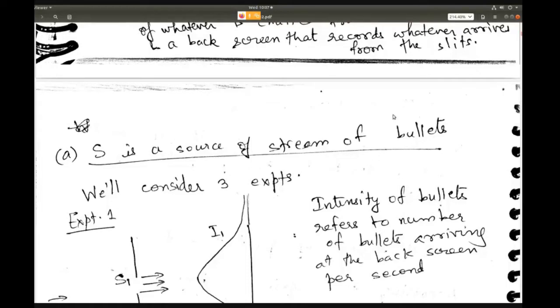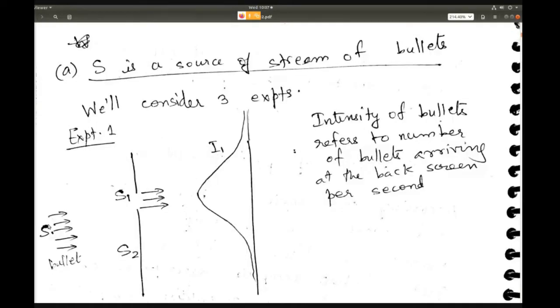Okay, so if S is a stream of bullets, a classical particle, S is a source that is throwing off bullets. We'll carry out three variants of the same experiment. In the first variant, S2 is closed and only the S1 slit is open. Since the bullets are coming from S, they cannot pass through S2, but they can pass through S1.